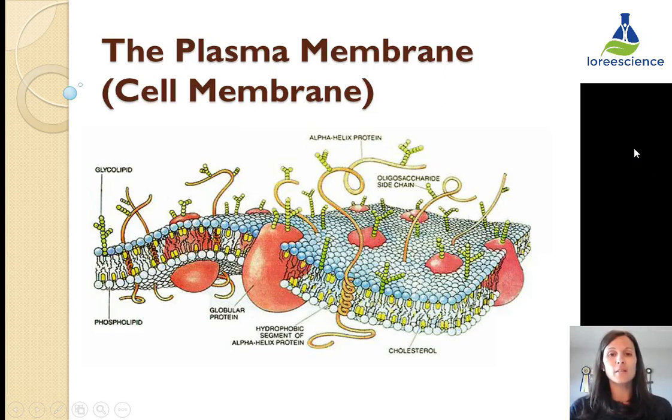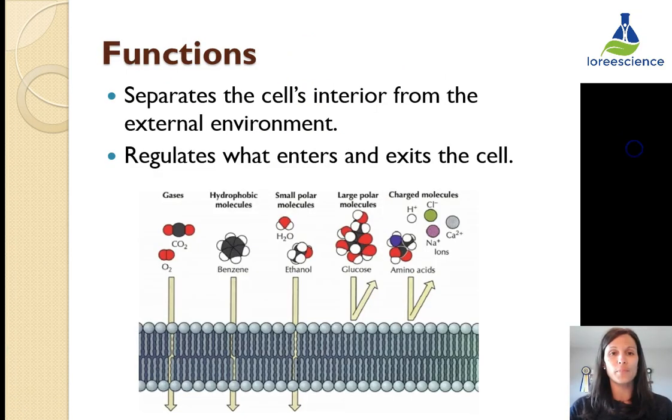In this lesson, we'll be taking a look at the plasma or the cell membrane. So first of all, let's take a look at the functions. The main role of the plasma membrane is to separate the cell's interior from the external environment. So essentially you have two totally different environments, inside and outside of the cell. And in order to do this, it has to regulate what enters and exits the cell.